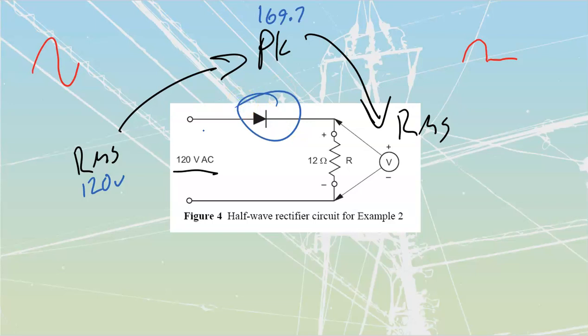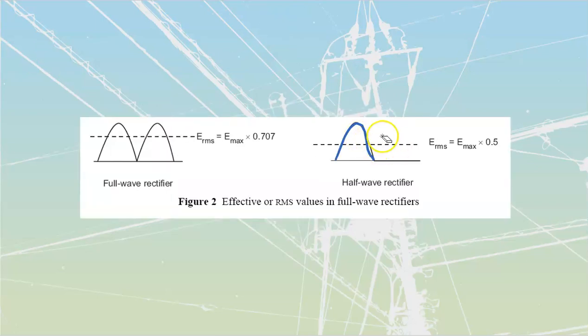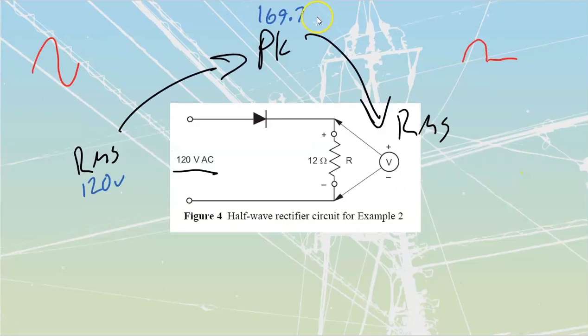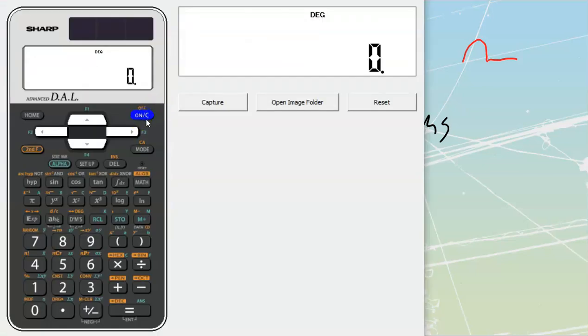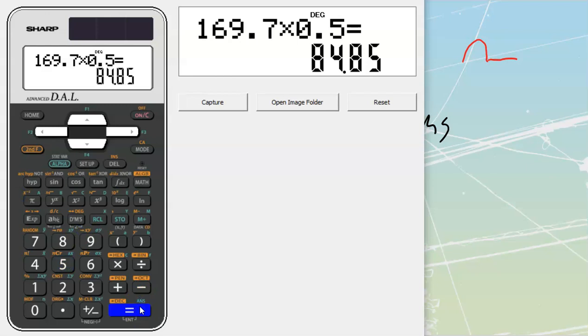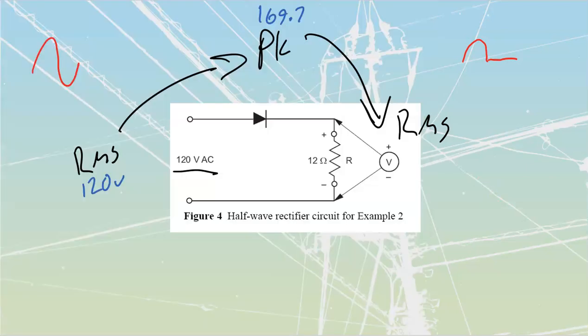But what type of a circuit is this? Only a single diode that's inside of here. Therefore, this thing is going to be a half-wave rectified circuit, and we need to be using this formula that we have over here. My E RMS for a half-wave rectified is my max times 0.5. Let's do that over here. My maximum, 169.7, times 0.5. Beautiful. Gets me to 84.85 volts RMS. So we're going to put that into there. 84.85 volts RMS on this side.